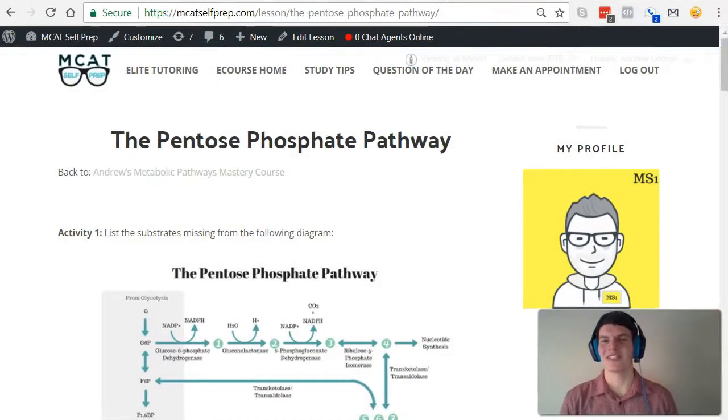In order to answer this question, we need a detailed understanding of the pentose phosphate pathway. And these types of questions are actually pretty common on the MCAT, where they require you to know some of the details of a metabolic pathway.